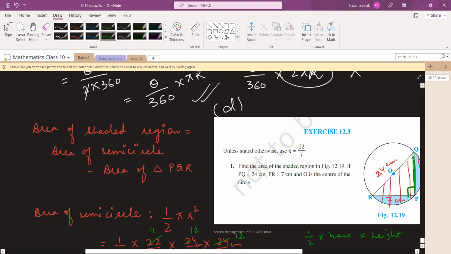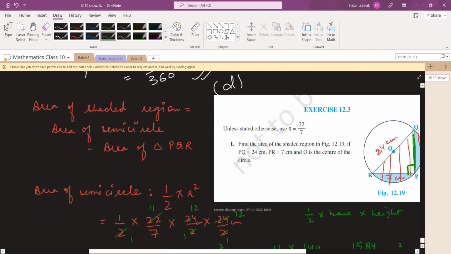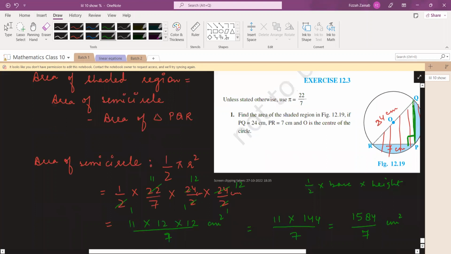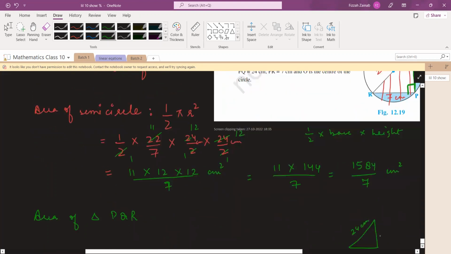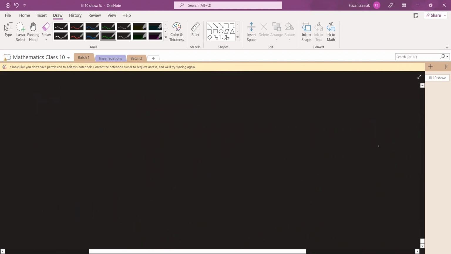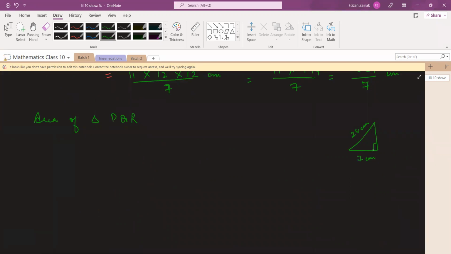Yes? So you have seen this formula, half base into height, is applicable when you are sure that this angle is 90 degree. Right? Then only you can say that this is height. So there's a problem. What will we do now? Is there any other way to find the area of this triangle?